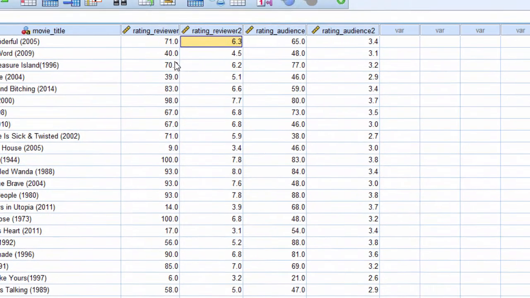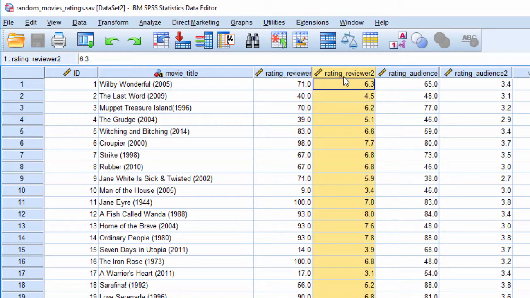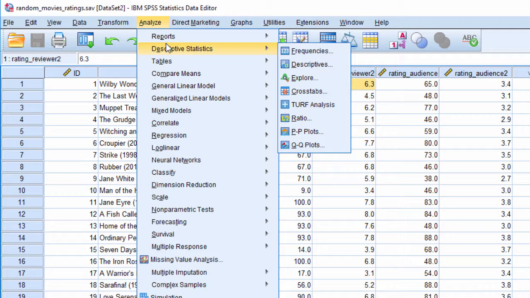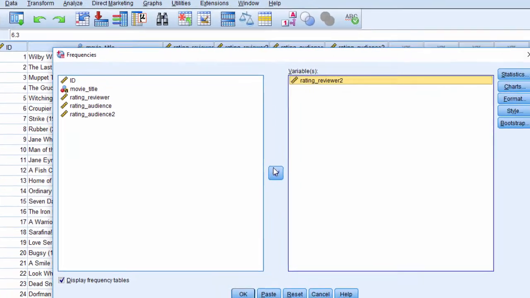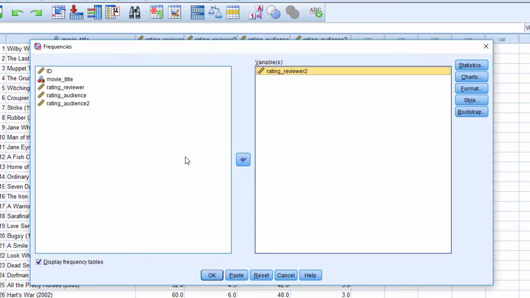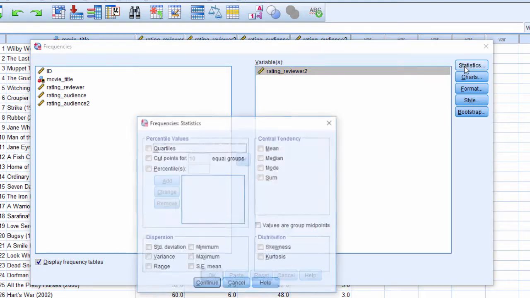I also have that in this column here, but for this question, I only want to look at this set of data here. So to get the descriptive statistics, click on Analyze, Descriptive Statistics, Frequencies, and Rating Reviewer 2. So we're going to see what the average rating is for a movie based on the 100 random movies I obtained titles for. And again, I found a website that apparently provided semi-random titles from the Rotten Tomatoes database. I don't know how confident I am that these are truly random selections, but we'll go with it.